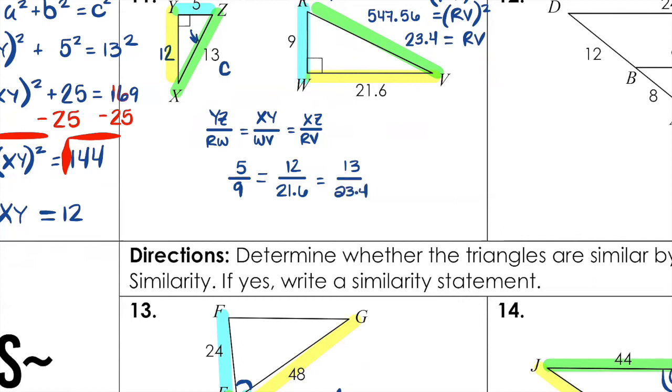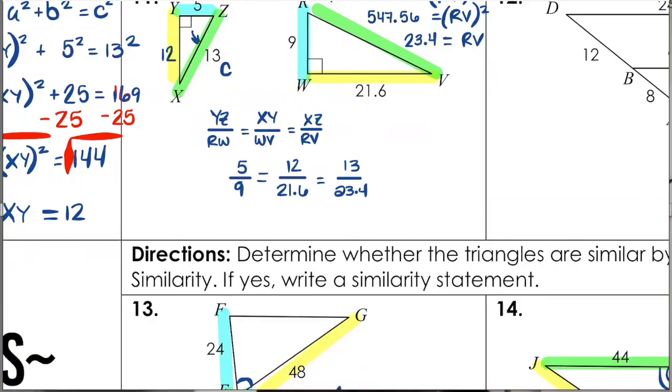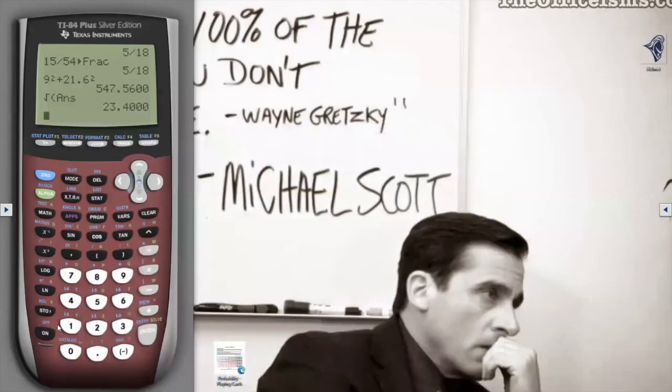By the way, that one on the left is called a Pythagorean triple. It's one of the ones that'll show up over and over again. 5, 12, 13 is a Pythagorean triple. 3, 4, 5, 5, 12, 13, 7.